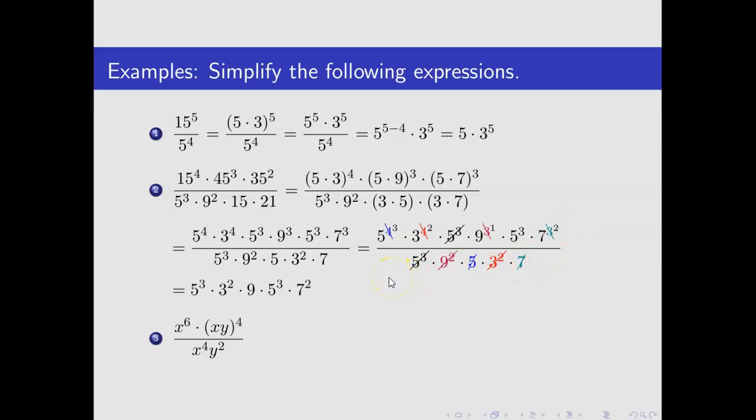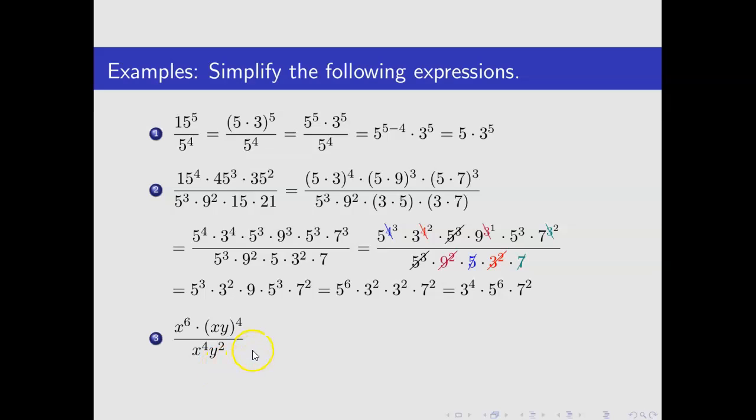So now all together we are left with 5 to the 3rd times 3 squared times 9 times 5 to the 3rd times 7 squared, which, noticing we've got two 5 terms in there, we can combine those to get 5 to the 6th times 3 squared. And now I'm going to change the 9 into 3 times 3, which is 3 squared, times 7 squared. And then I'm going to reorder just because I like the lower numbers first. We get 3 to the 4th times 5 to the 6th times 7 squared.